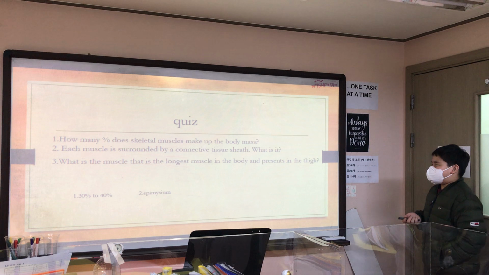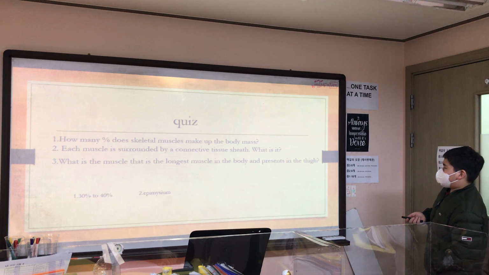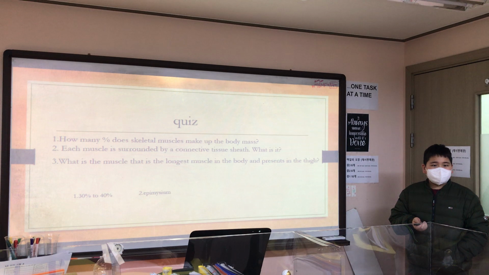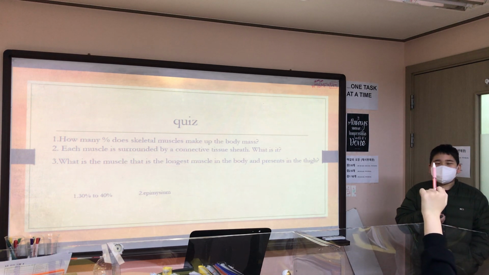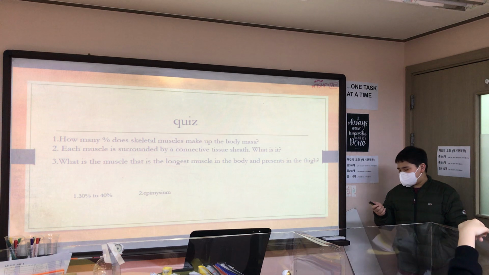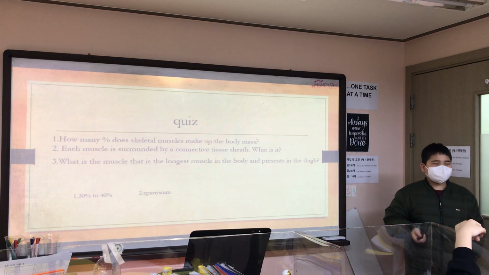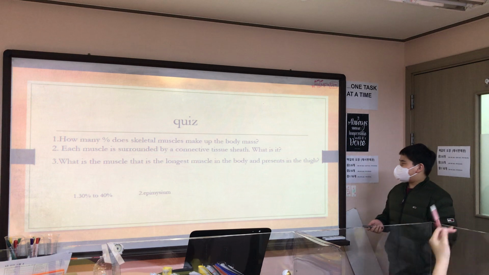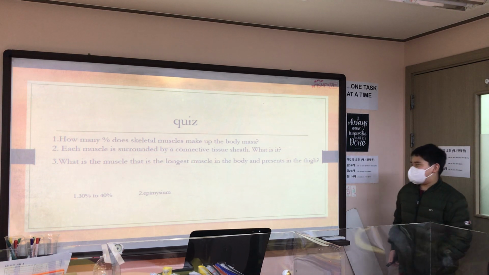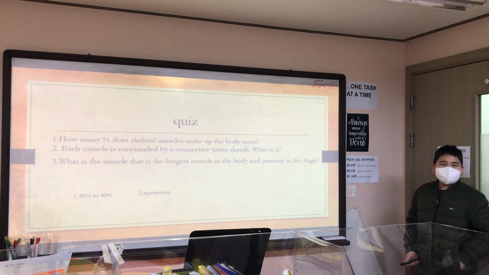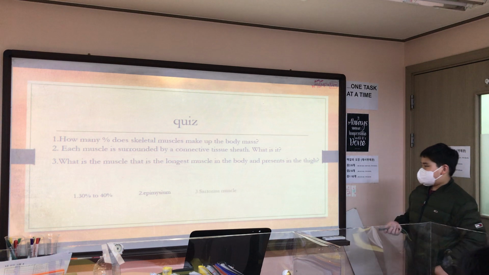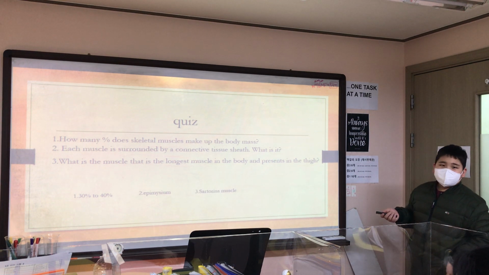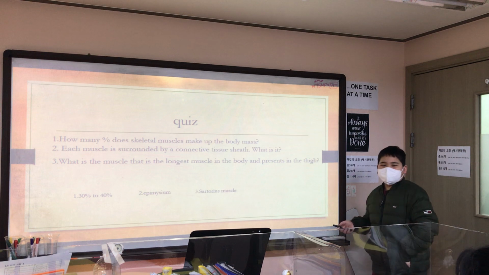What is the muscle that is the longest muscle in the body and present in the thigh? Thigh. Yes. Oh. The name was too difficult. It was too long. Hint. Oh, I don't know how to give the hint. Well, you can give us the answer then. Is it? Yeah. Sartorius. Yes, nobody can answer that, because I remember it was too long.